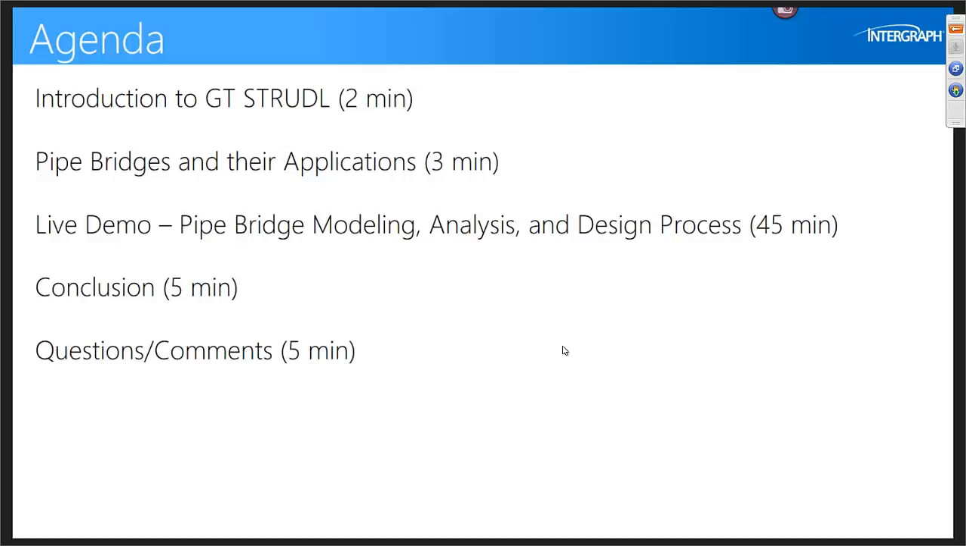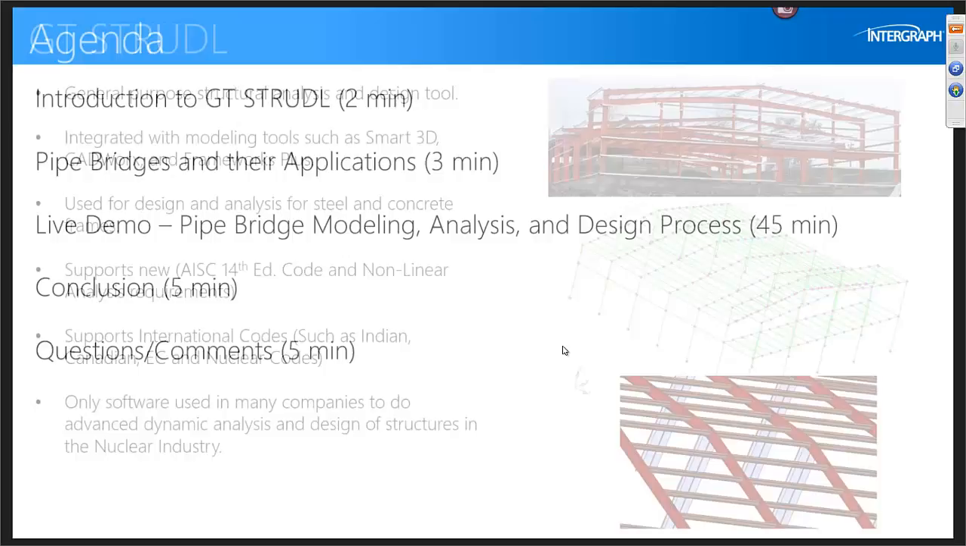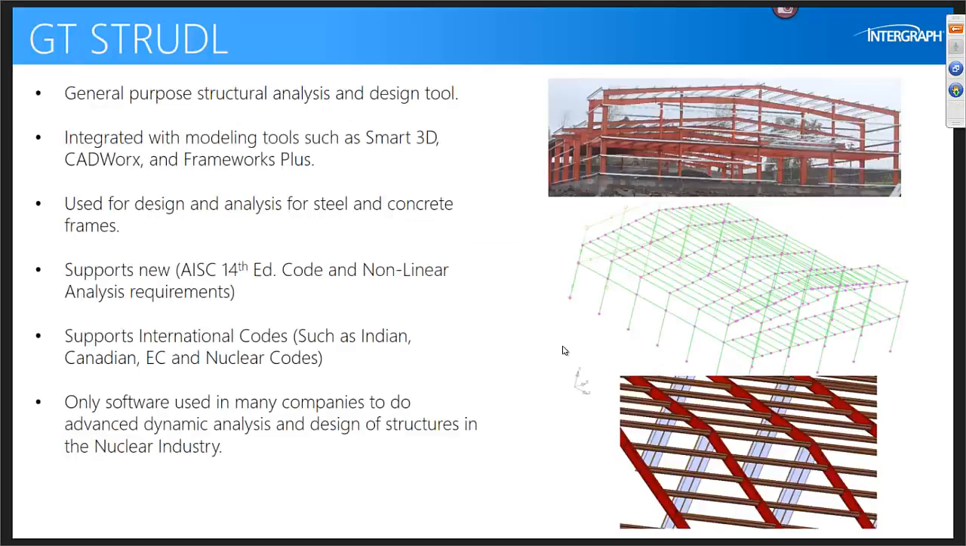First of all, this presentation is about pipe bridges, but GT Strudel is a general-purpose structural analysis and design tool that's well integrated with modeling packages like Smart 3D frameworks and so on. It's also used to design steel and concrete frames that support the AISC 14th edition code. And by that, I mean it also supports the nonlinear analysis requirements for that code. It supports other international codes such as the IS Indian codes, Canadian codes, Eurocodes, nuclear codes, and so on.